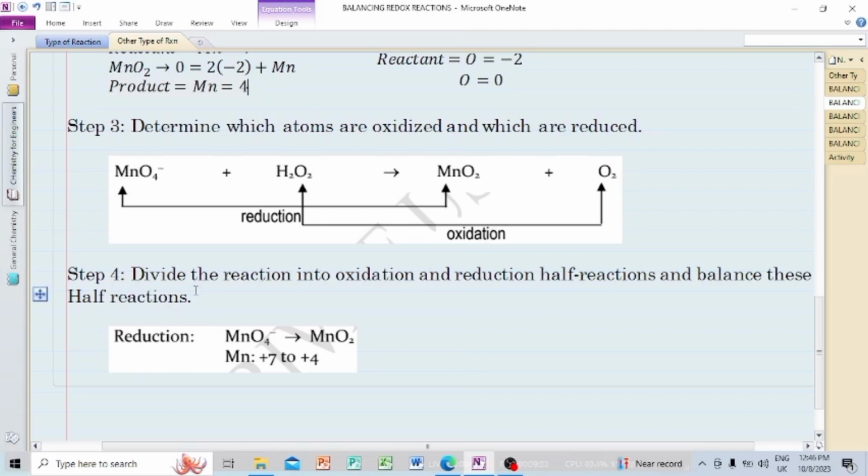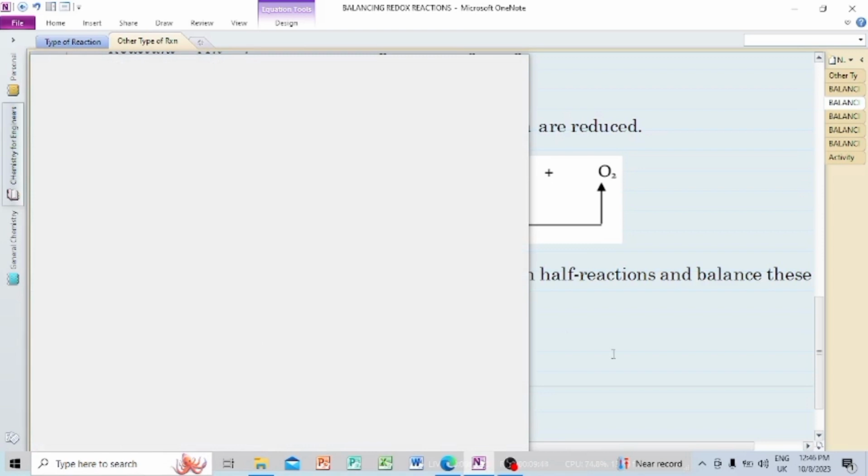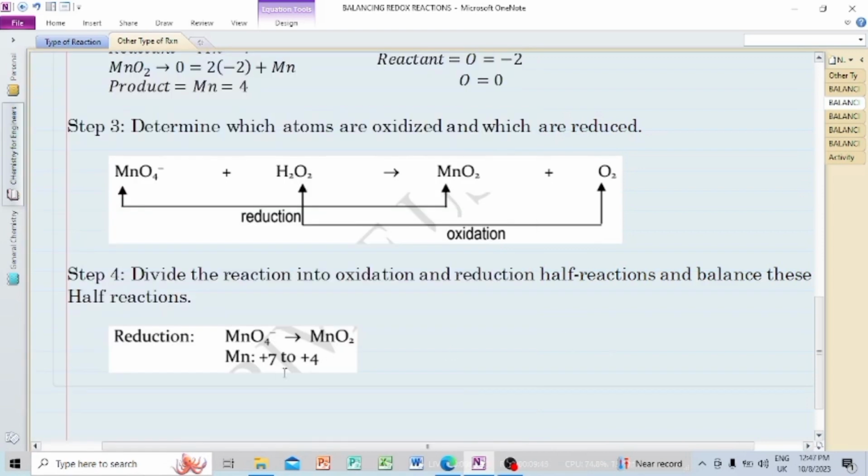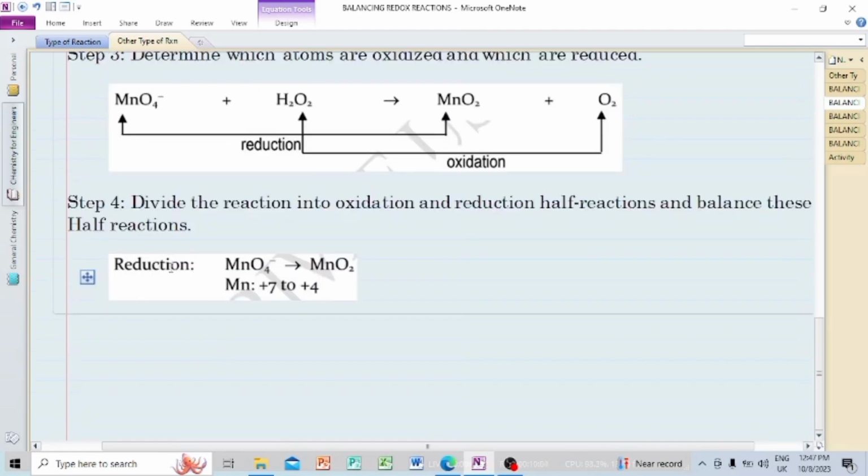We will proceed with the same principles as balancing in acidic solutions. Again, balancing in basic solutions follows the same principles as in acidic solutions. The only difference is that in basic solution, we add hydroxide ion and water, while in acidic solution, we add hydrogen ion and water. So we have determined which is the reduction: the oxidation state decreased from 7 to 4.